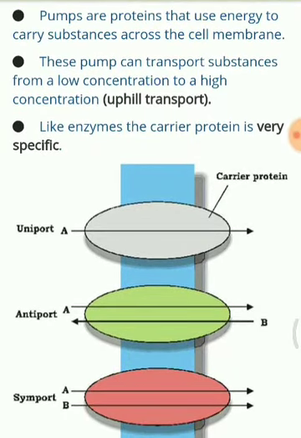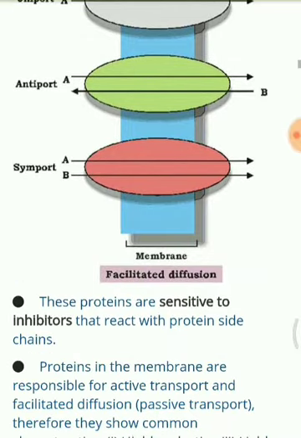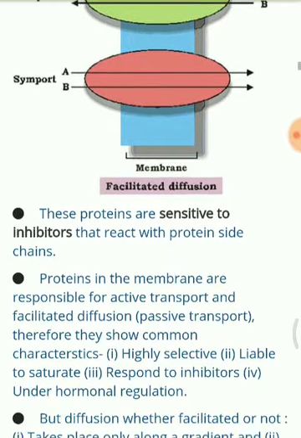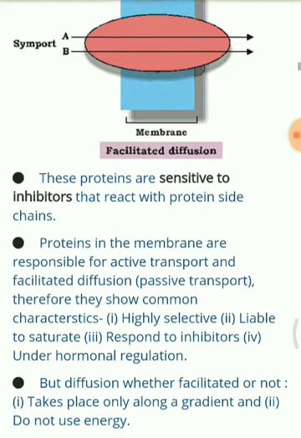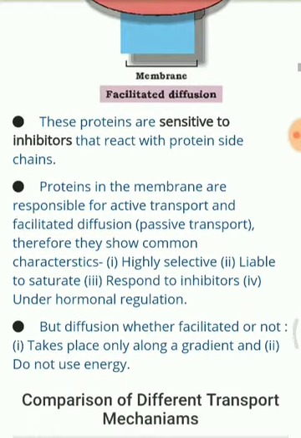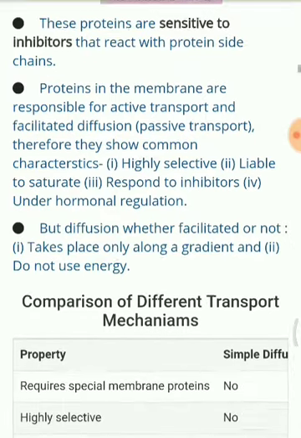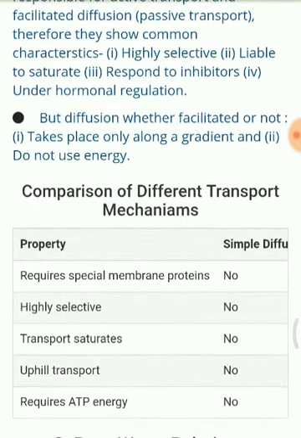Like enzymes, the carrier protein is very specific. Uniport, antiport, symport. These proteins are sensitive to inhibitors that react with protein side chains. Proteins in the membrane are responsible for active transport and facilitated diffusion, a form of passive transport, so they show common characteristics. They are highly selective, liable to saturation, respond to inhibitors, and are under hormonal regulation. But diffusion, whether facilitated or not, takes place only along a gradient and does not use energy.